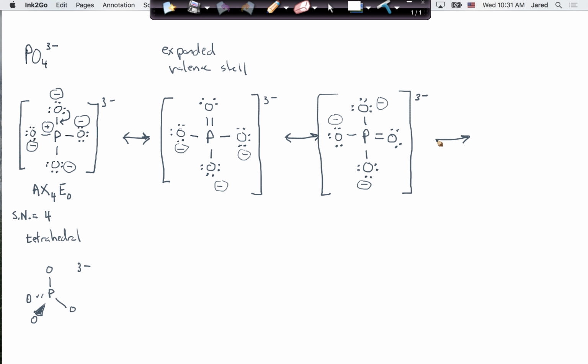And we could continue to do this. So I'm just going to put this as an etc. So just moving that double bond around. So our resonance hybrid is going to look something like one of these 3 best Lewis formulas. It will be somewhere between a single bond and a double bond, and all of these bonds will be equivalent.